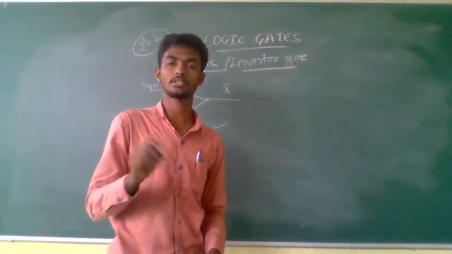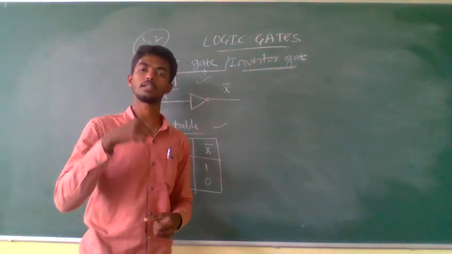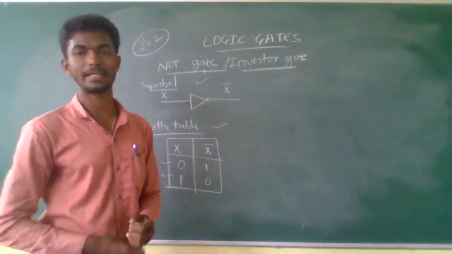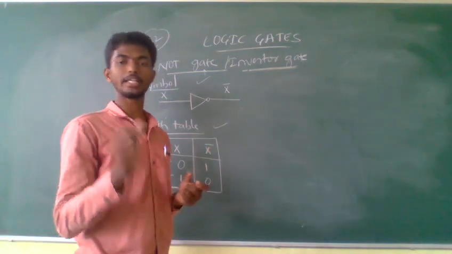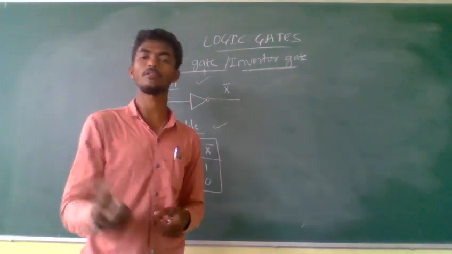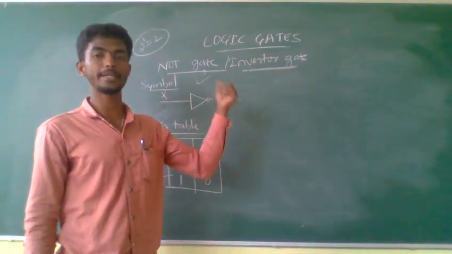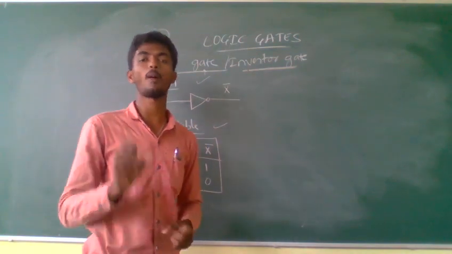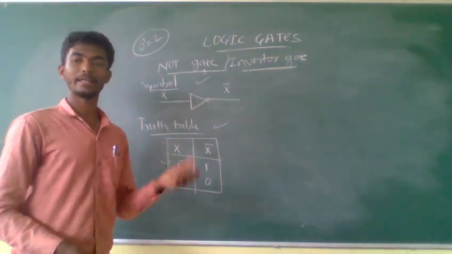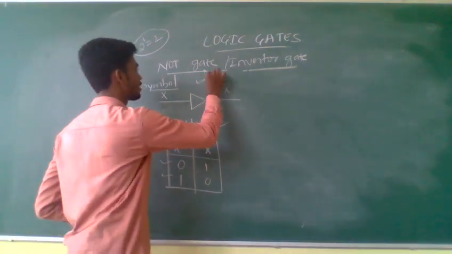And you must know the reason why it is called an inverter gate, or also called a complementary gate, because for any input it will give the complemented or inverted value. Always it gives the complemented or inverted value. That's why it is called an inverter gate or a complementary gate. And the standard symbol used is this one.